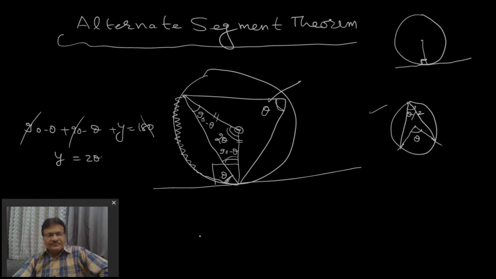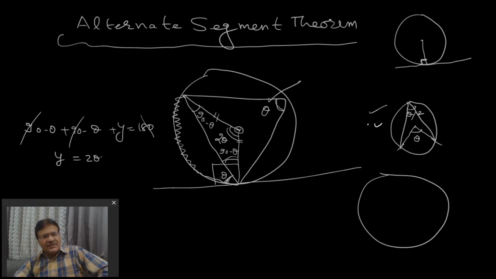Is that clear? Now one more thing I would like to explain here. I am giving the proof of this thing. As I told you, if this one is theta, then this should be theta by 2. How? See this. Suppose this is the center.